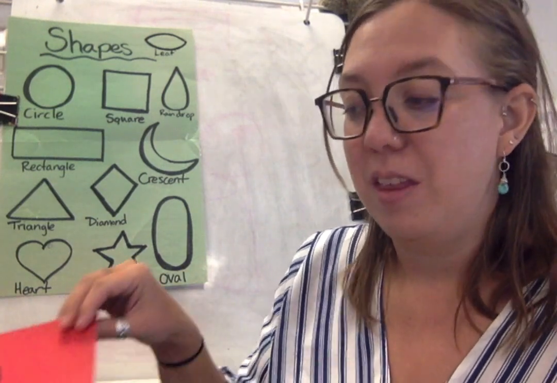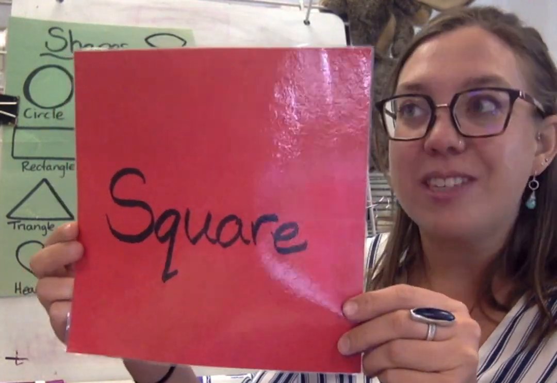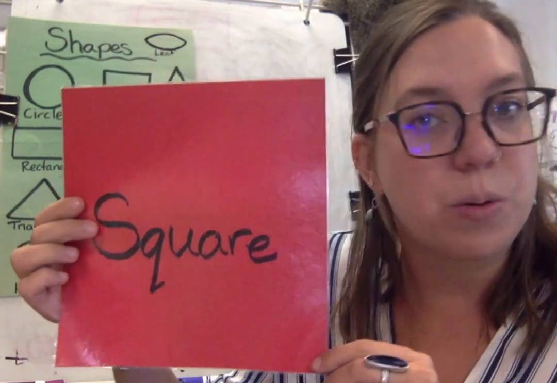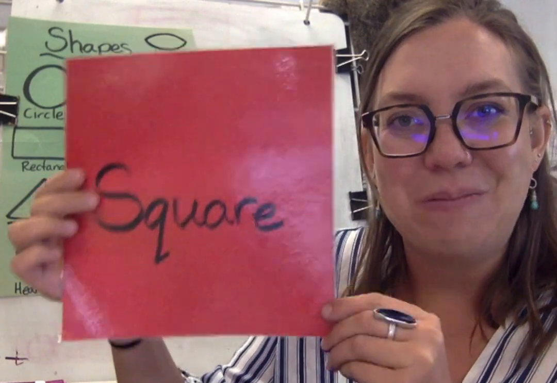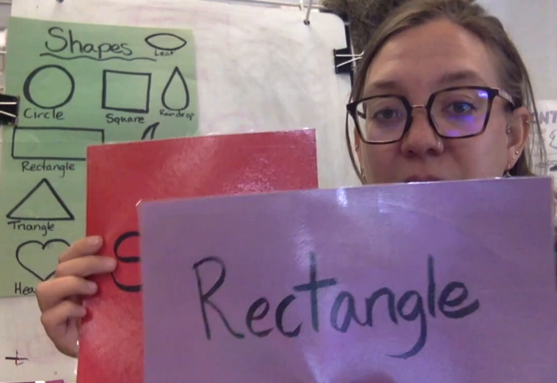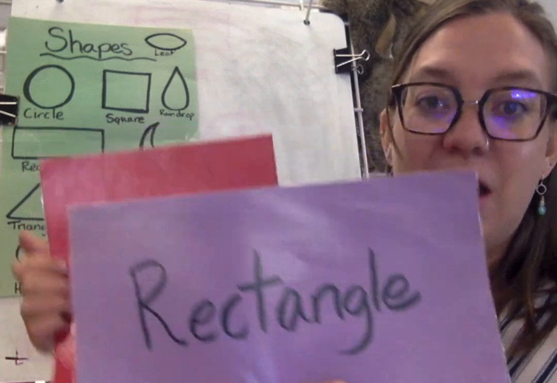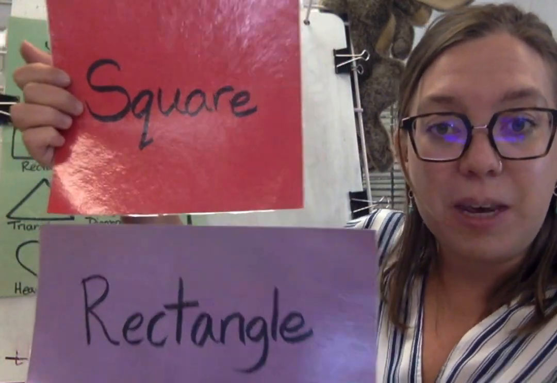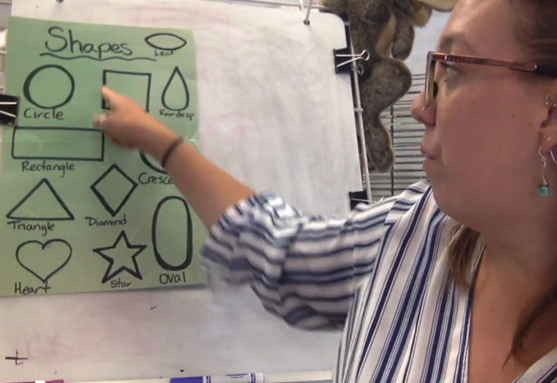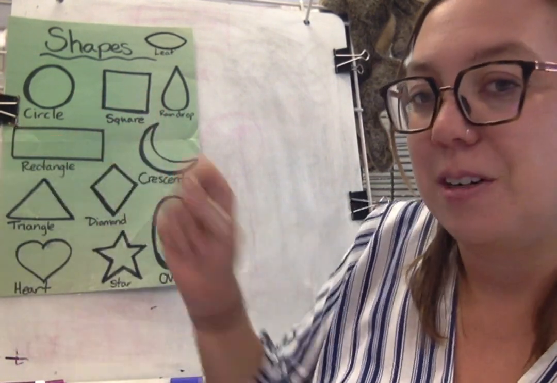The next shape that we need to talk about, it's one of my favorites. It's called a square. Notice on my square, all of the sides are the same length. They're all short sides, and they all work together to make a square. This is important to know because its cousin, the rectangle, has two short sides and then two long sides. And they work really well to help us make different things in our artwork. You can find the square right here on my poster and the rectangle right here on my poster.